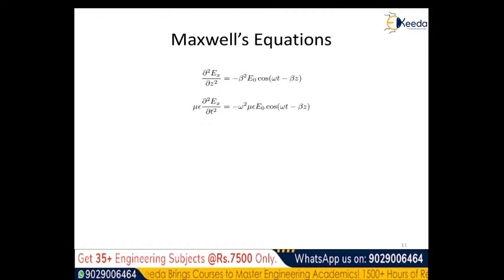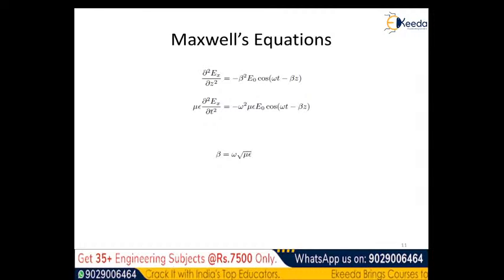In part C, we have been asked to find beta as a function of the given parameters. If we equate the two constants of part B, we find the expression: beta is equal to omega multiplied by the square root of mu epsilon.